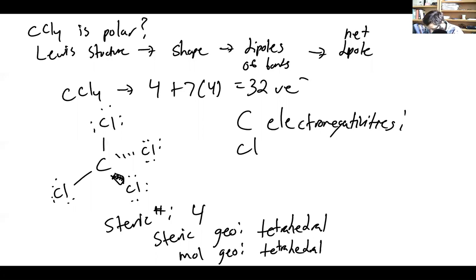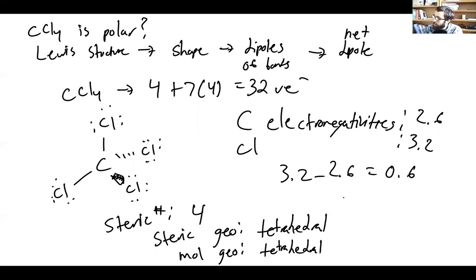So let's see, for chlorine, it is 3.2. Sorry, that's for chlorine. Chlorine is 3.2. And for carbon, it is 2.6. So if you subtract those, 3.2 minus 2.6, that's 0.6. That is going to tell you that it's a polar covalent bond. It's greater than 0.4 and less than 2, so it's not ionic, right?